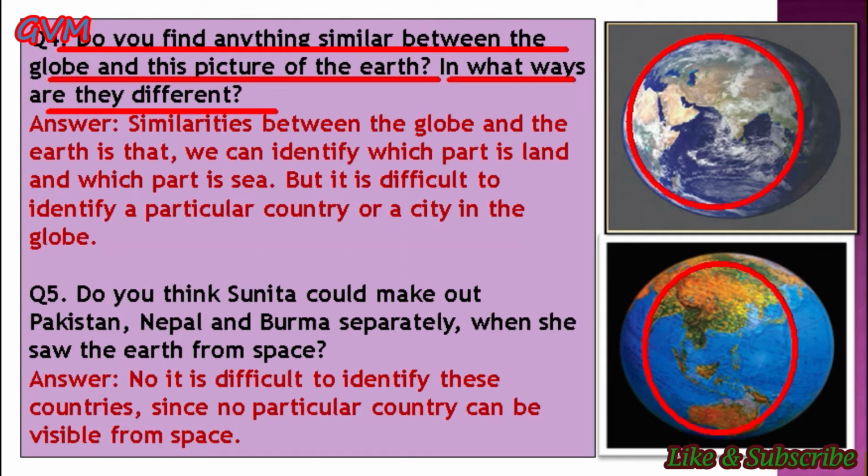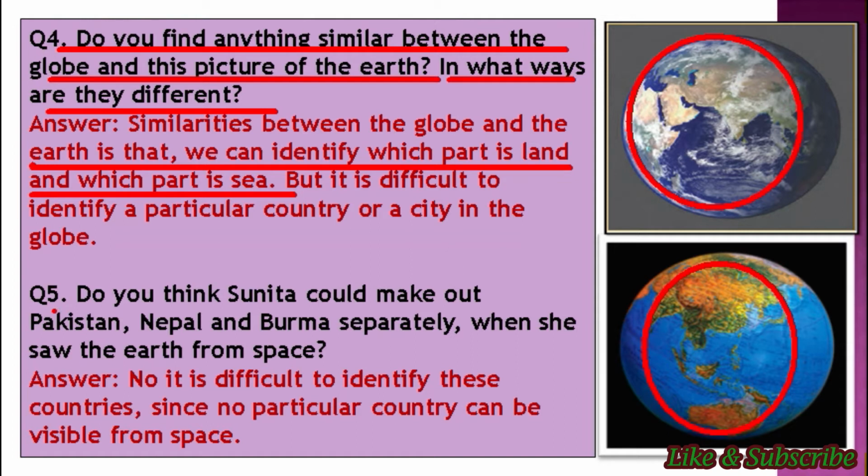Students, the first one is the picture of earth and the second one is the picture of a globe, and in both pictures we can easily identify which part is land and which part is sea. But students, it is very difficult to identify a particular country or a city on a globe as compared to the picture of the earth.